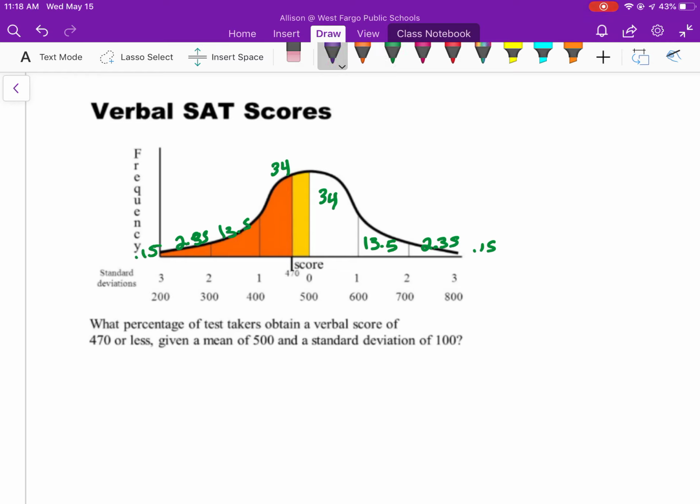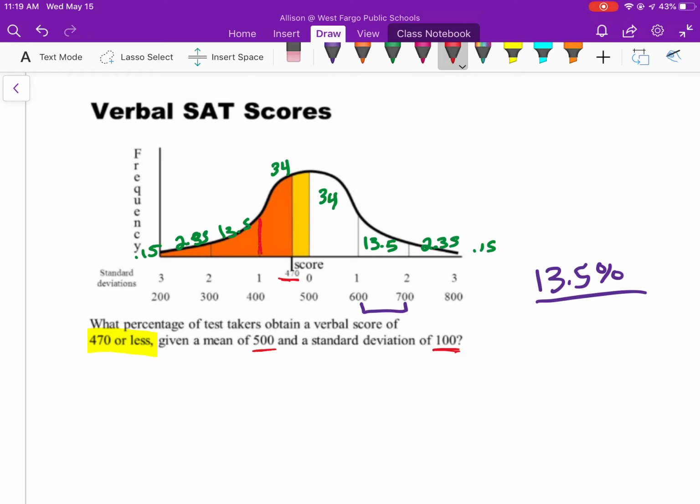And so if I said, what's the probability that a student scored between 600 and 700, you could tell me easily that that's 13.5% that they scored between those two numbers. But if I said, what percent of test takers scored a 470 or less, then 470 falls right here between 400 and 500, because my standard deviation is 100 and my average is 500. And so I don't know, how am I going to split this?